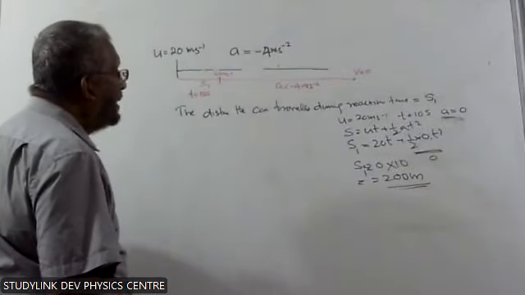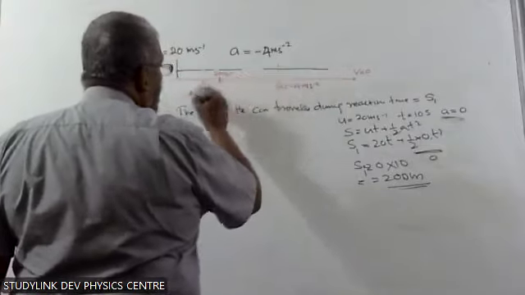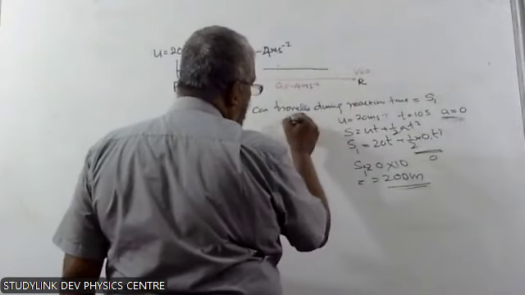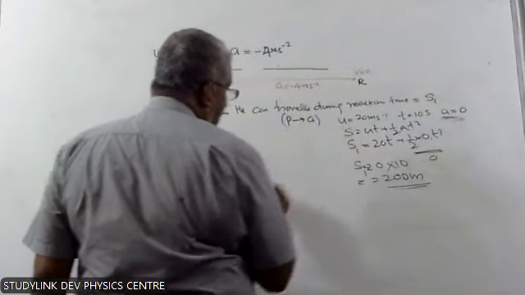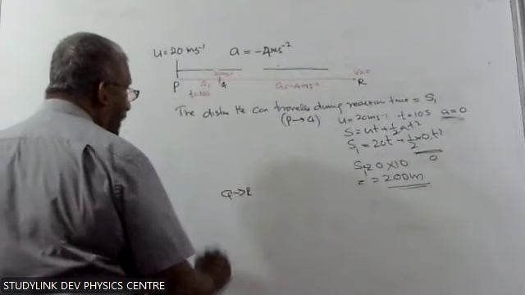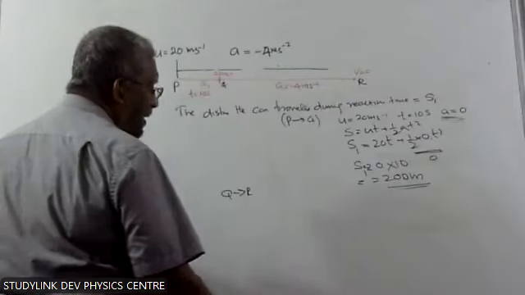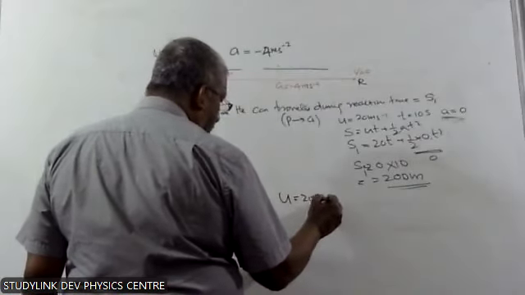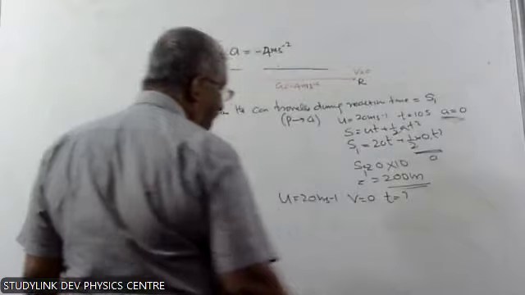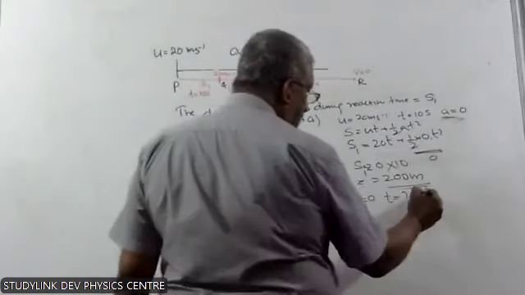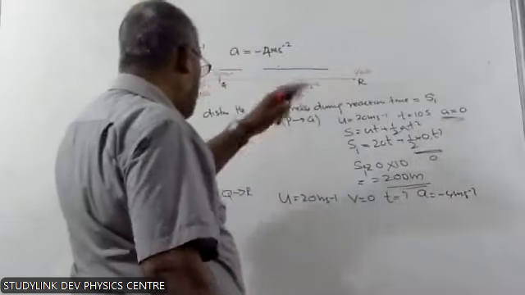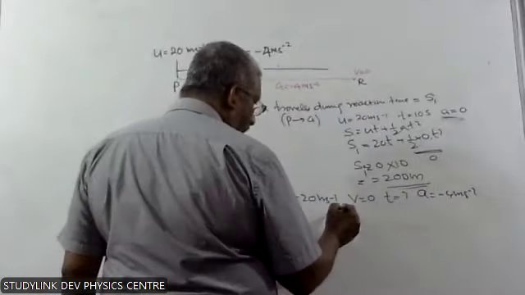After that, you have to do the other part. Then from here, if you want, you can say P to Q, Q to R. This is P to Q. Now Q to R, you can do it in the same manner. u is equal to 20 m/s. v is 0. t is unknown. And a is minus 4 m/s squared. It is just like the previous part. From here, Q to R, then directly write the equation.